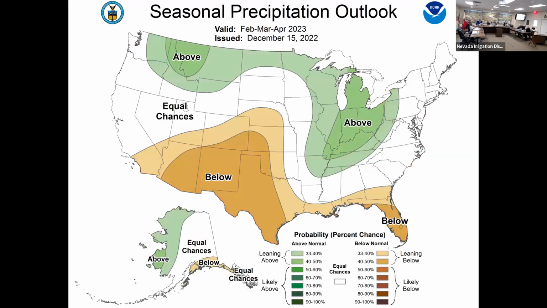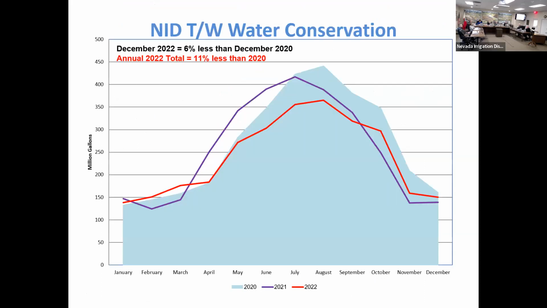And seasonal precipitation outlook, this one cracks me up because it also hasn't changed. And we're kind of breaking all the records right now, but, you know, it's 50-50. So take that for what it's worth.